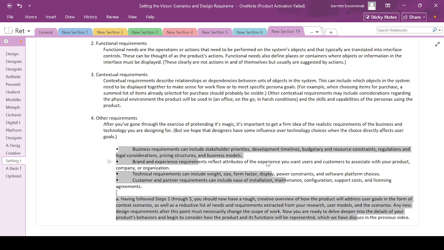Brand and experience requirements reflect attributes of the experience you want users and customers to associate with your product, company, or organization.